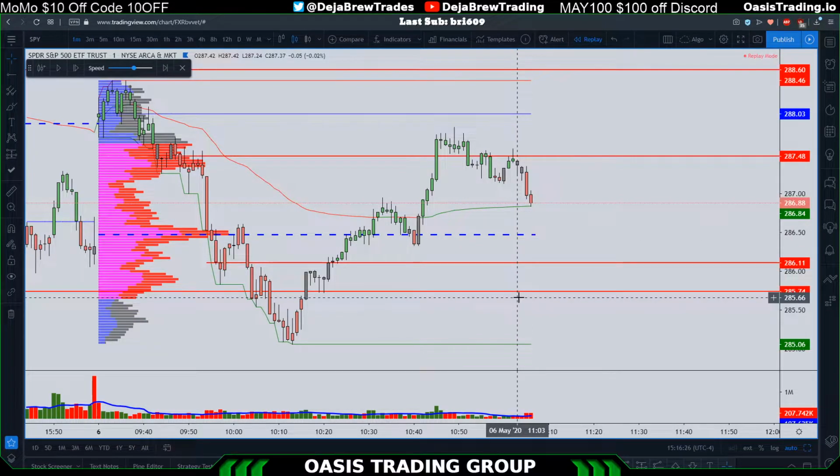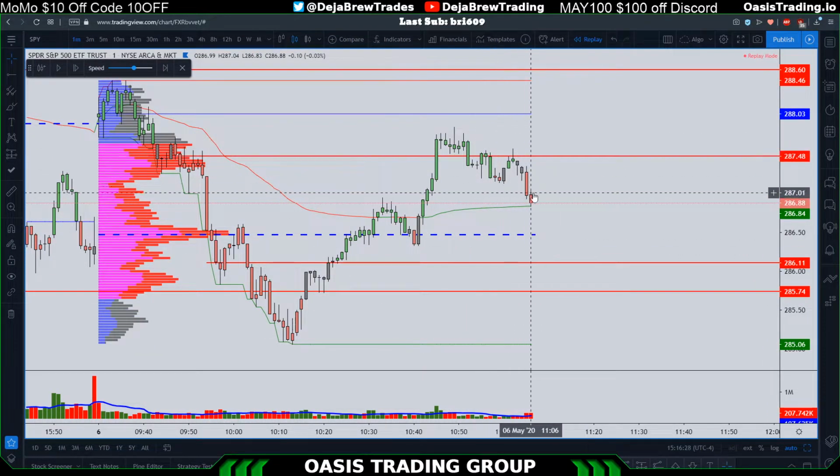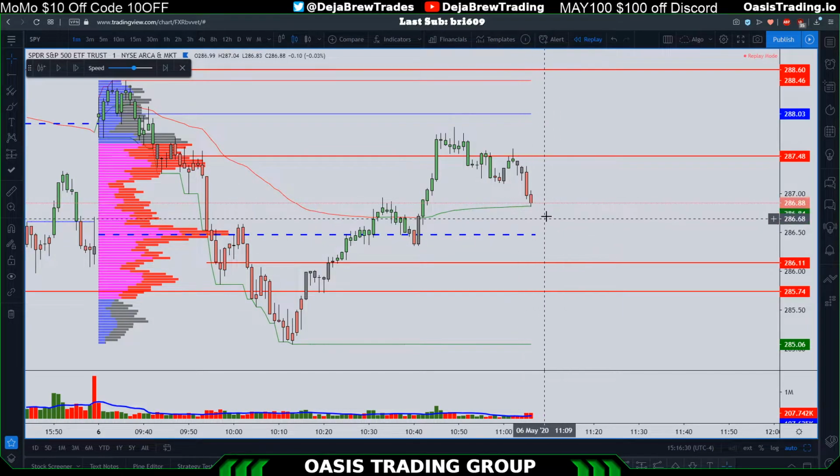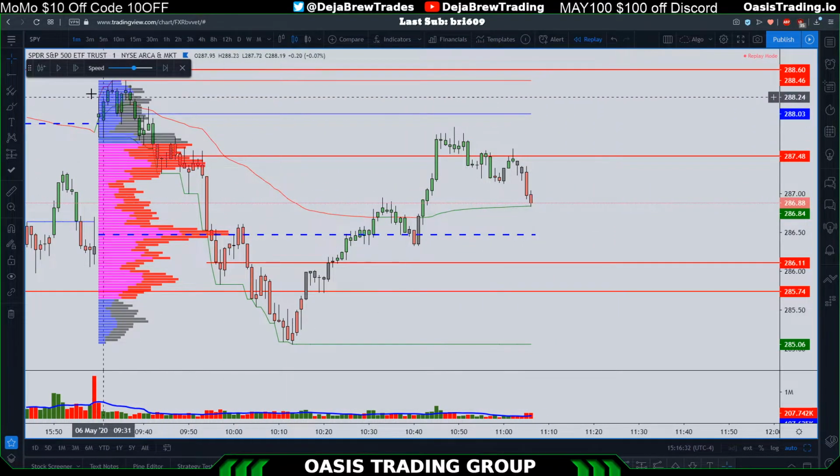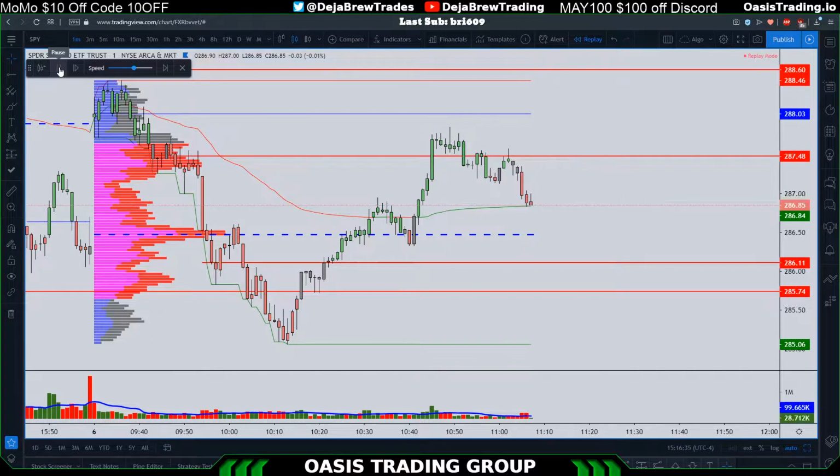And then if you really start to fail, the value area low. So if you're in a short, those are the levels you're looking for. But you want to be careful if it starts to bounce off of VWAP. Let's keep an eye on it.